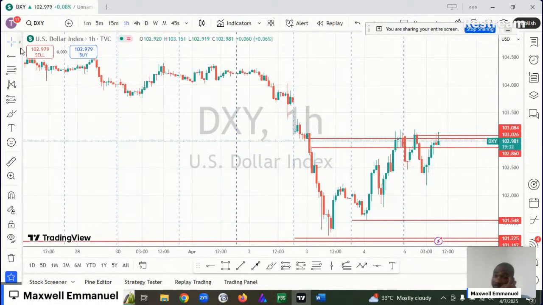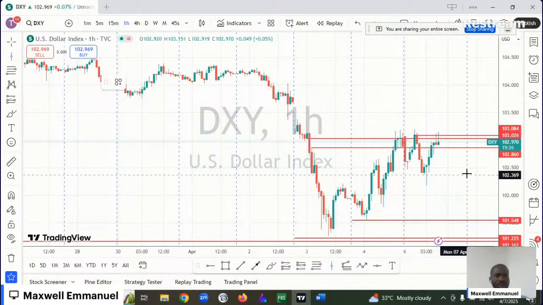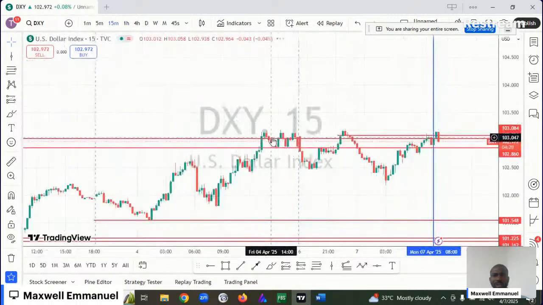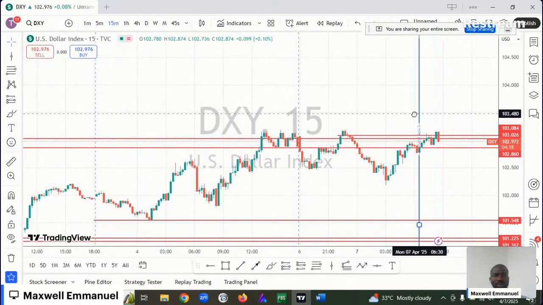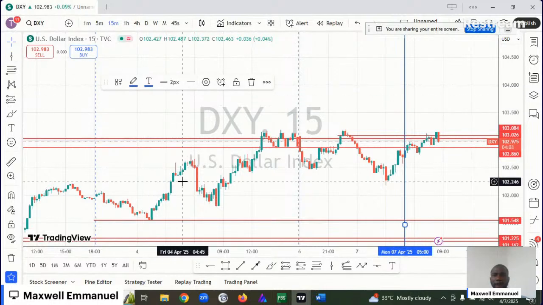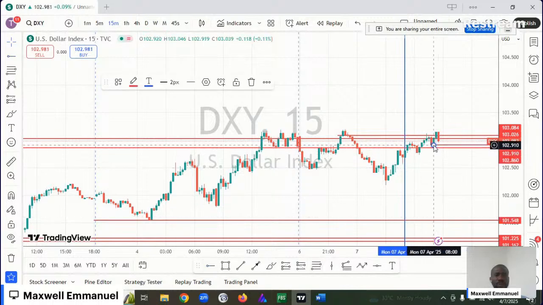Let's go down from this 1 hour time frame and see what we have on 15 minutes. I would want to see a 1 hour candle close below the low of this candle, or a 15 minutes candle close below this support. This is when I would go bearish on the DXY.